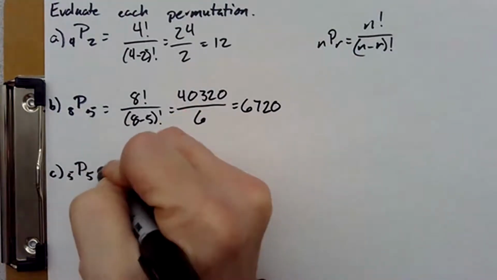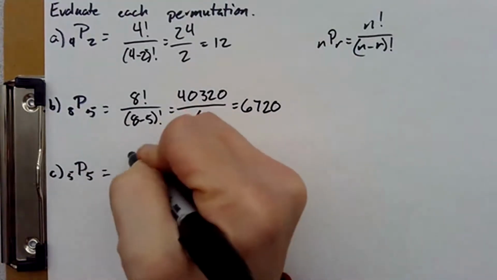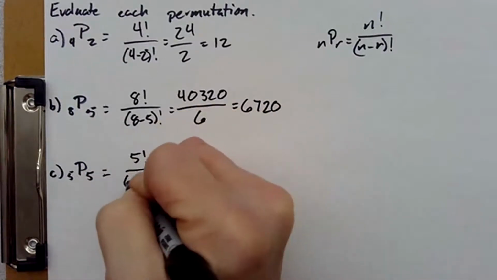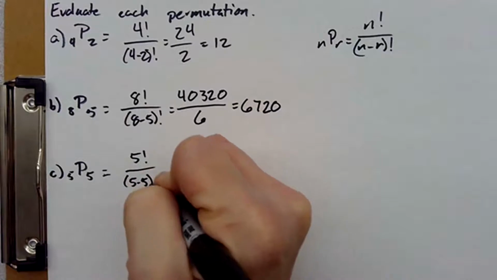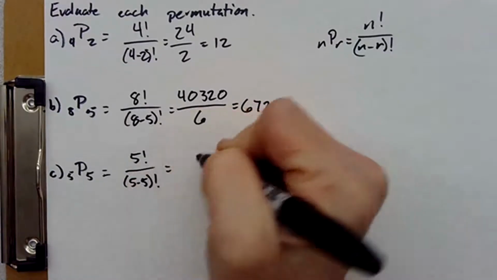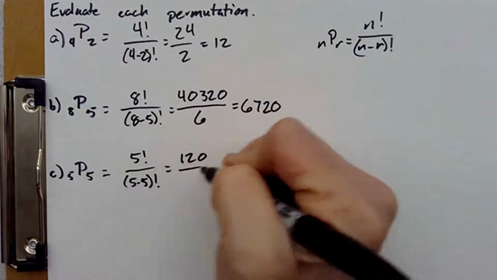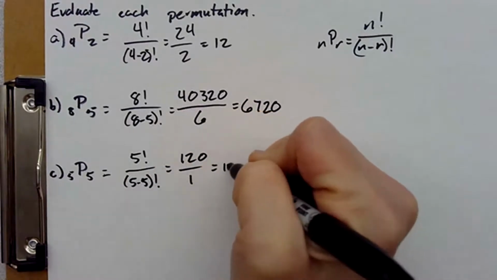Finally, we've got 5 pick 5. So that's 5 factorial divided by 5 minus 5 factorial. Okay, so 5 factorial is 120 divided by 0 factorial, which is 1. That gives us 120.